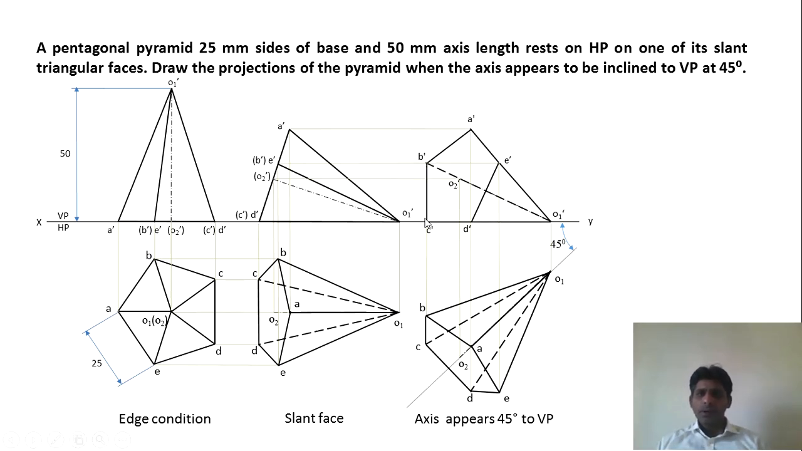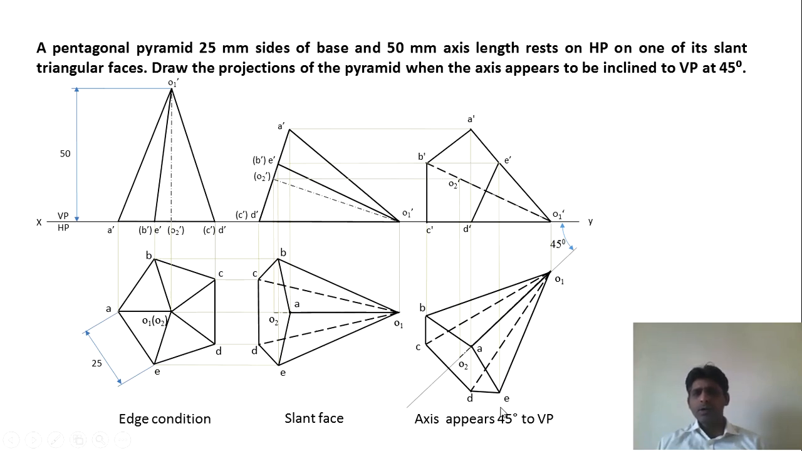So spot all the points here, draw the projectors and get all the points and draw the boundary lines. Boundary lines are always going to be visible, so you join all the boundary lines. Now observe that in this problem the base is towards the observer and the apex is towards the vertical plane, so the base is visible to us. Okay? So the base is going to be visible to us.